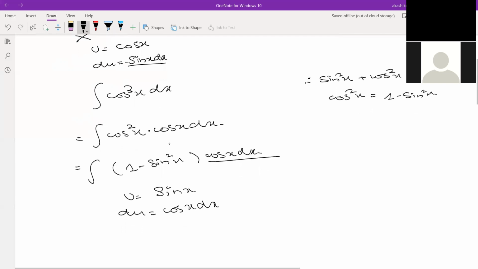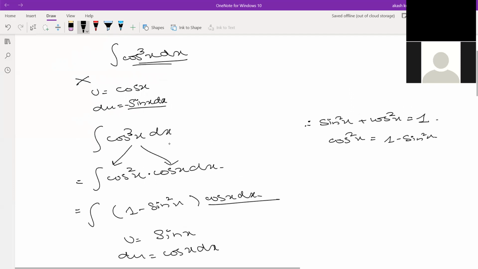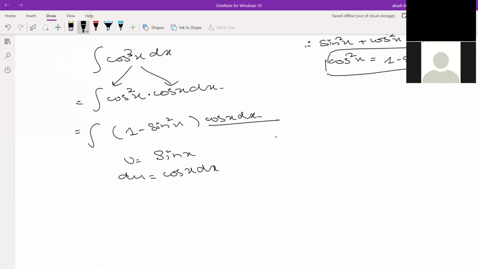What did we do to get this cos x dx? I just broke down cos cube x into cos square x and cos x. Then I applied the identity, cos square x equals 1 minus sine square x, and multiplied with cos x dx. So my u is sine x, and my du will become cos x dx. Instead of sine square x, I can write u square, and instead of cos x dx, I can write du.